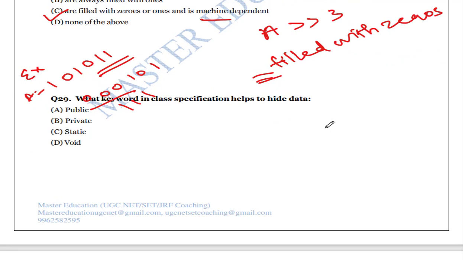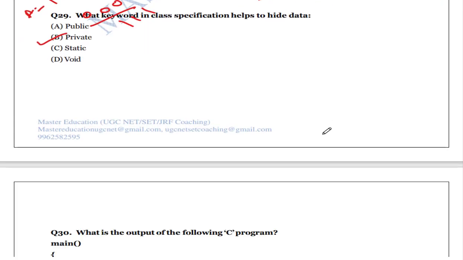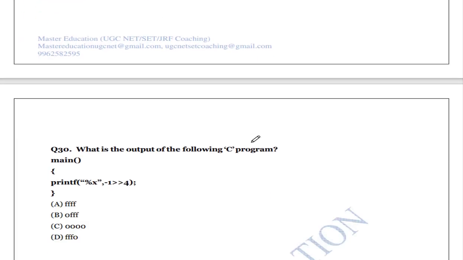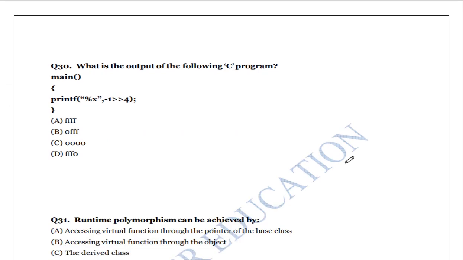The next question, what keyword in class specification helps to hide data? So to hide data, it's just private. So private is the keyword which is used to hide the data. The next question, what is the output of the following C program?